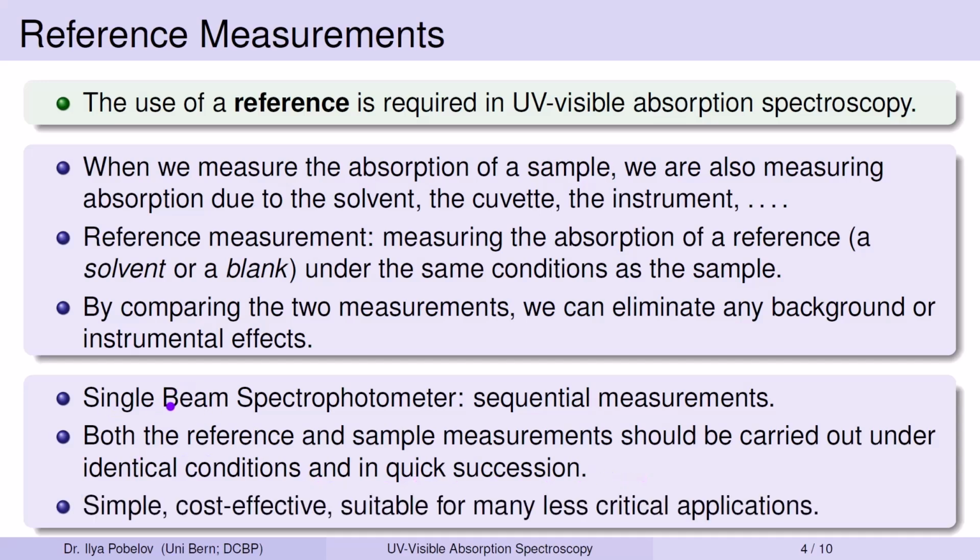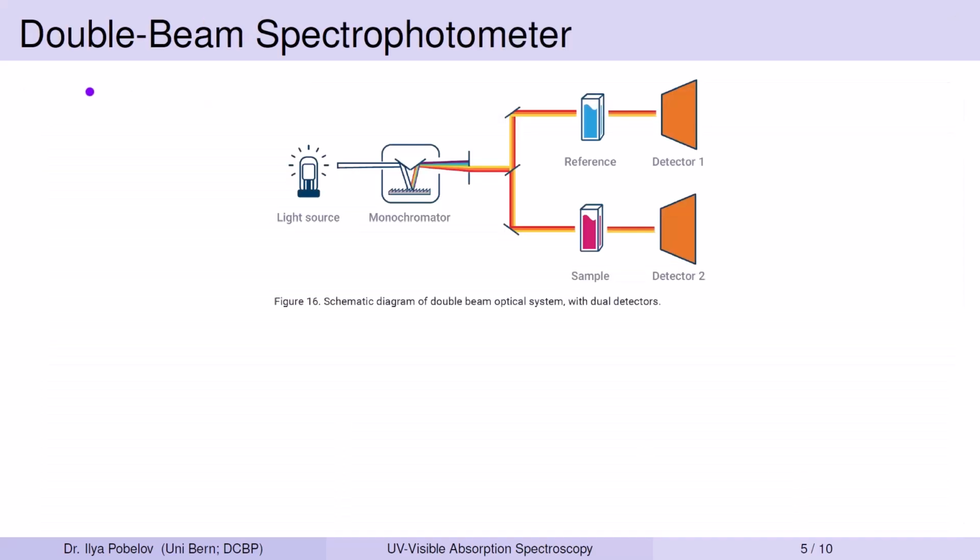Despite these challenges, single beam spectrophotometers are widely used due to their simplicity, cost-effectiveness, and suitability for a range of applications, especially when high precision is not vital. The double beam spectrophotometer, whose functioning is schematically depicted in the figure, offers a more advanced approach to UV-vis measurements.